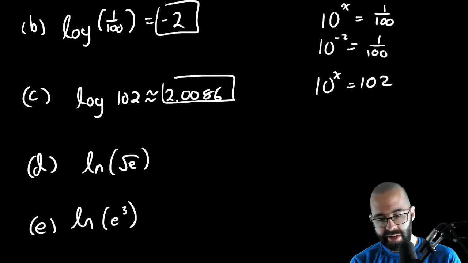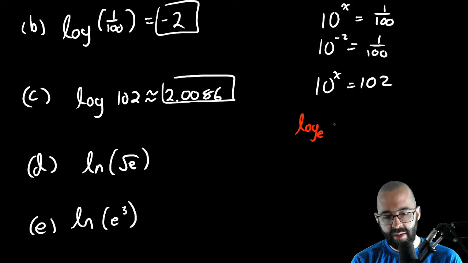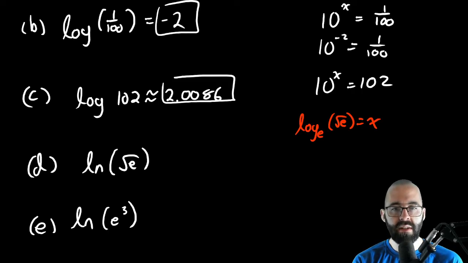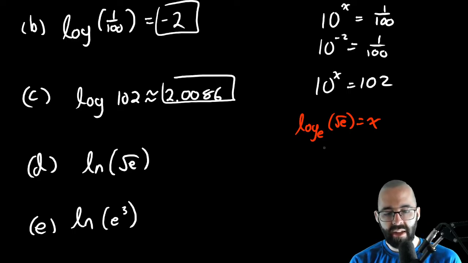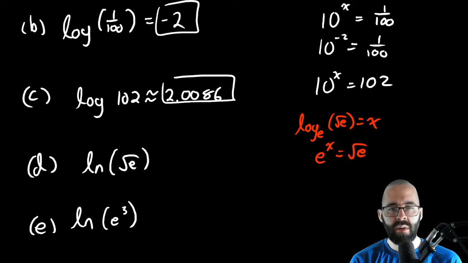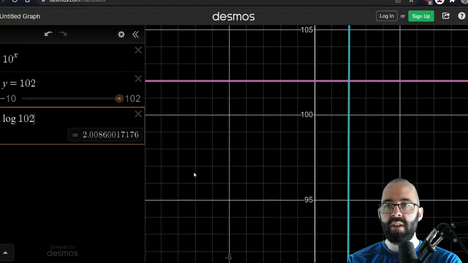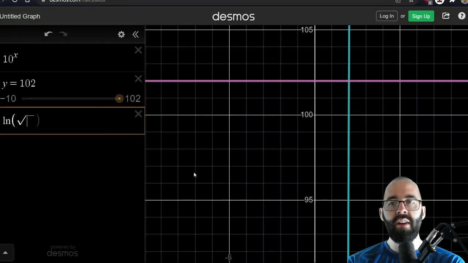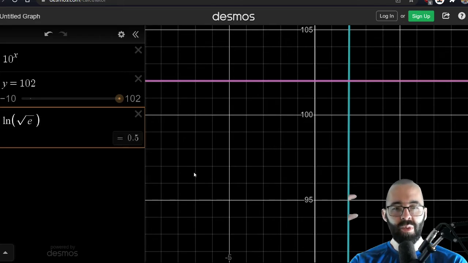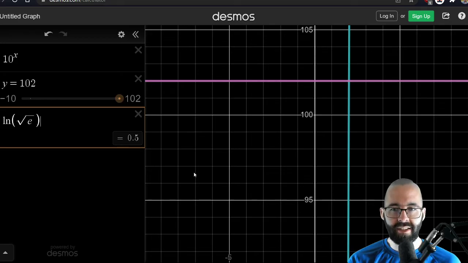All right, letter D, go off to the side. And remember this one. This is saying log base e of the square root of e equals some number that we're trying to find. So to convert that into exponential notation, that's e raised to what exponent gives us the square root of e. What kind of exponent turns into a square root? An exponent of 1/2. The natural log of the square root, SQRT in Desmos, of e is 1/2. Just like so.